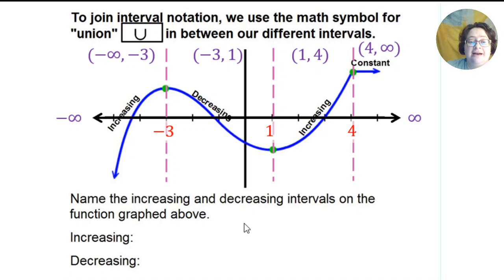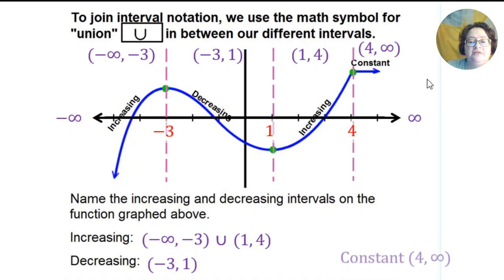Now we need to write these out. So our increasing intervals we saw were at negative infinity to negative 3. But we also have one over here. We draw our union symbol in between that and our 1, 4. So negative infinity to negative 3 are increasing, here from 1 to 4, union symbol in between. We had a decreasing interval here at -3 to 1, which we put here at the bottom. And then we have a constant interval from 4 to positive infinity.